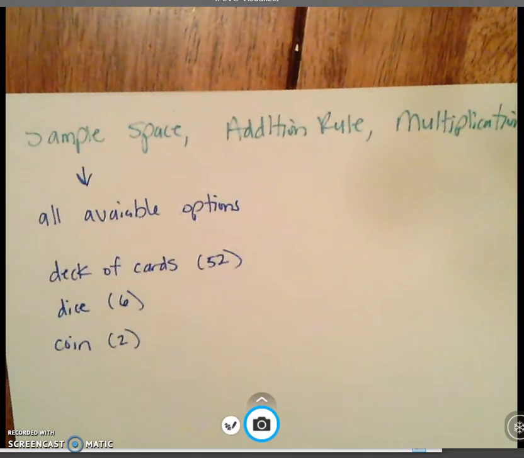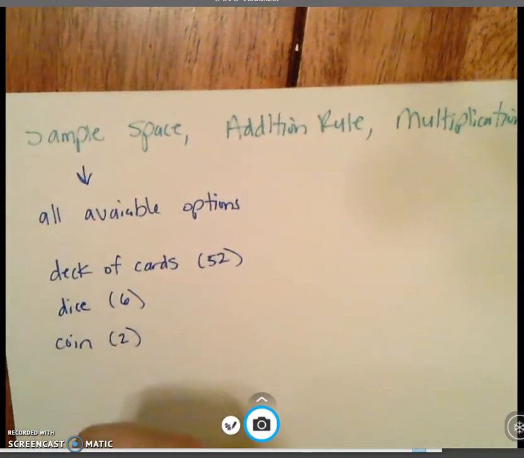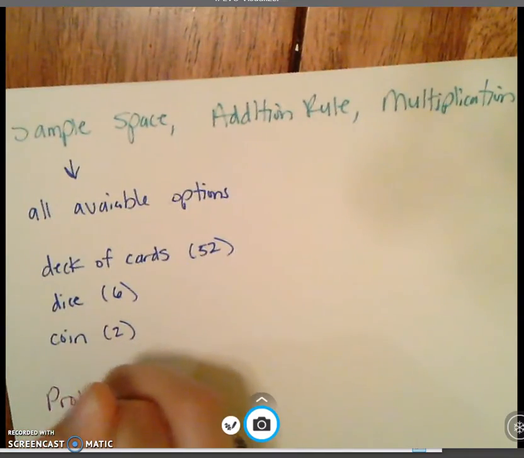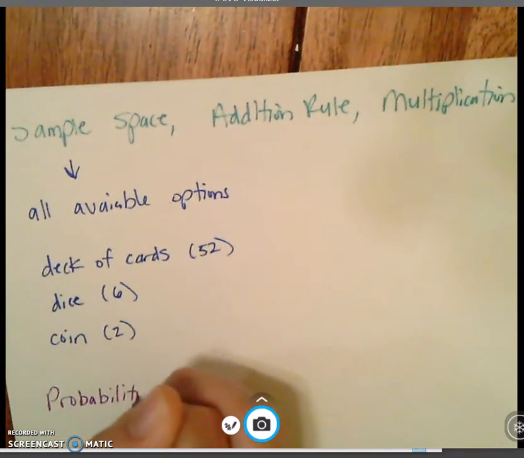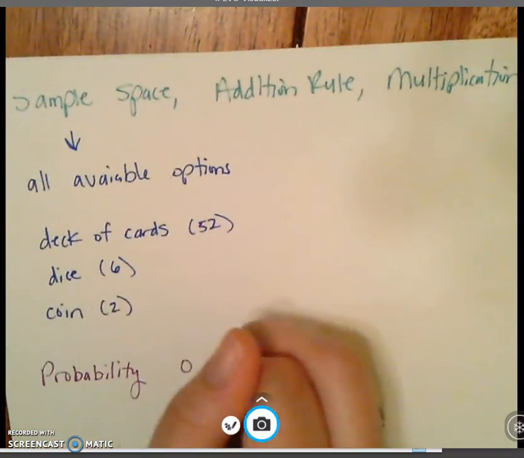That's all it is. It is literally listing out all of your options. Now, I do need you to know that all probability exists between 0 and 1.